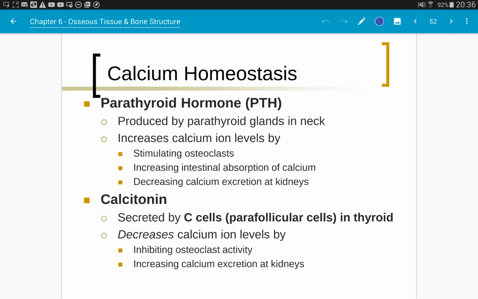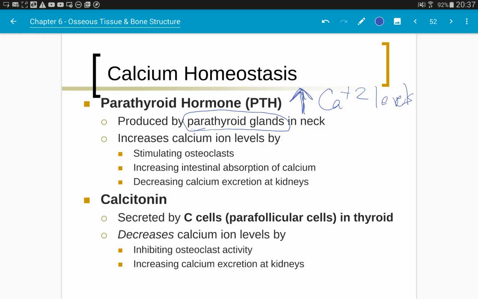Okay, so a little bit more about these two hormones. Parathyroid hormone is made by 4 little tiny parathyroid glands we find hiding behind the thyroid gland in the neck. And this hormone, parathyroid hormone, works to increase calcium levels. Okay? If that's all you remember about this hormone, that's what you want to remember. It works to increase calcium levels.